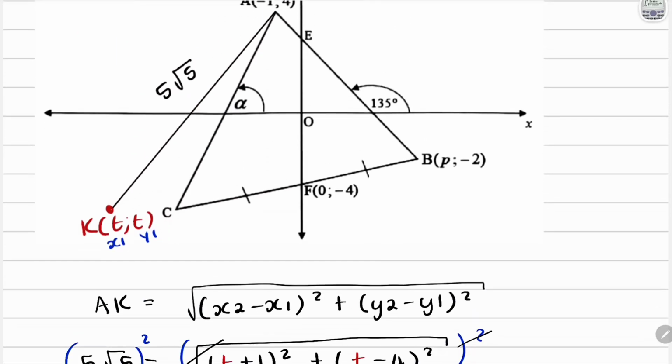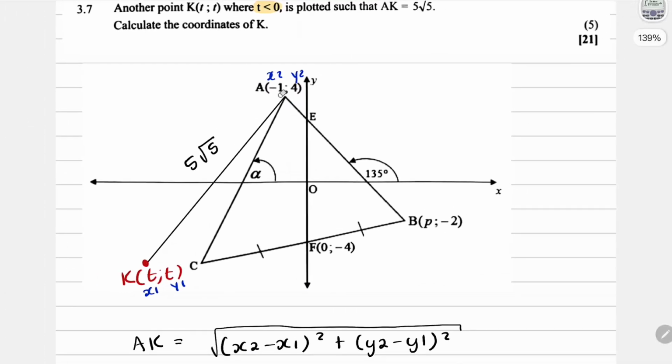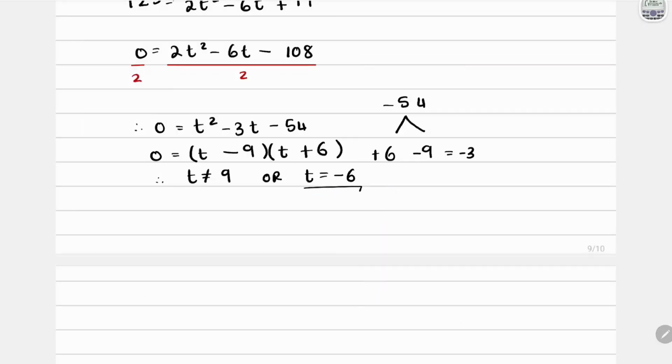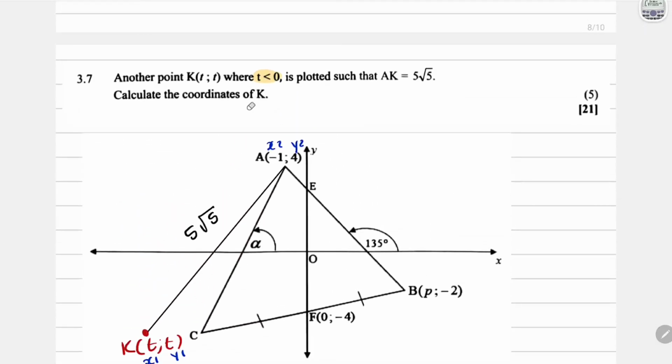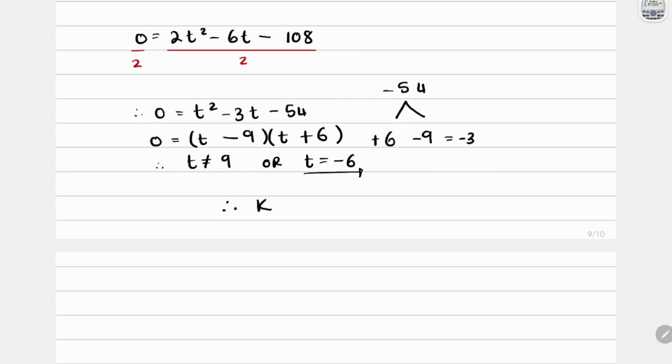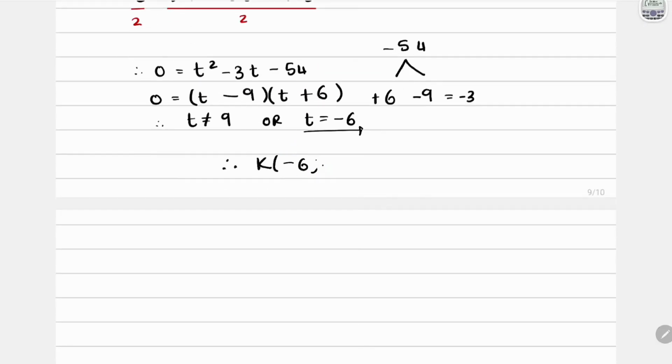The reason you're getting 2 answers is because they're really just saying from A, you can actually have 2 points that will have this exact same distance, which is very possible. So you can have another line that's the exact same 5 root 5 distance, okay, over there. But that point, its value would have been 9 and 9. Okay, so now that we have that, we need to just conclude. K is finally equal to, so the coordinates of K, t and t, is negative 6 and negative 6. And there we go. So that's our final answer.